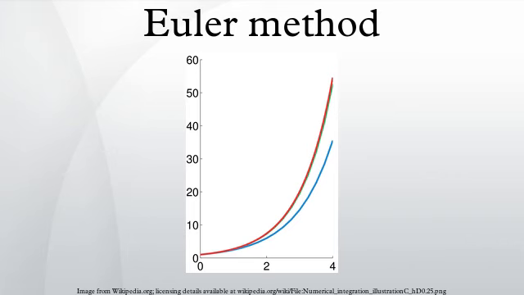The Euler method is a first-order method, which means that the local error is proportional to the square of the step size, and the global error is proportional to the step size. The Euler method often serves as the basis to construct more complex methods.